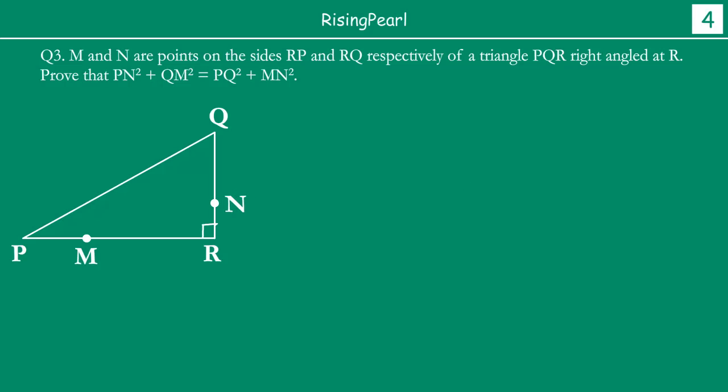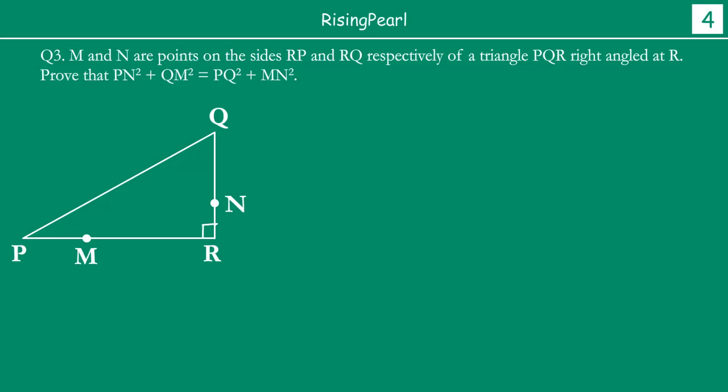And friends, like I have mentioned earlier, if we have to do our construction, if the shape is not given to us, we want to make sure that we do not draw any specialized shape. That is, I do not want to pick M as a midpoint of PR, and I do not want to pick N as a midpoint of RQ. So I'm randomly picking M somewhere, and I'm randomly picking the point N somewhere on RQ. Now what we have to do is, we have to prove PN square. So what is PN square? So PN square will be this, right?